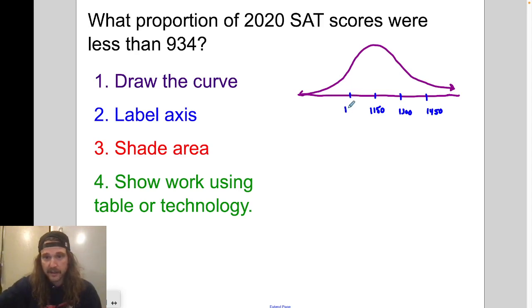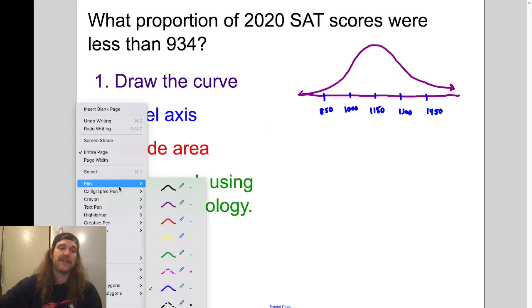Heading back is 1000. Heading back one more is 850. So draw the curve. This is expected. This is part of those scoring guidelines that we struggled with on the free response questions. It's looking for a labeled axis. It's looking for a curve. And the next thing it says is shade the area.